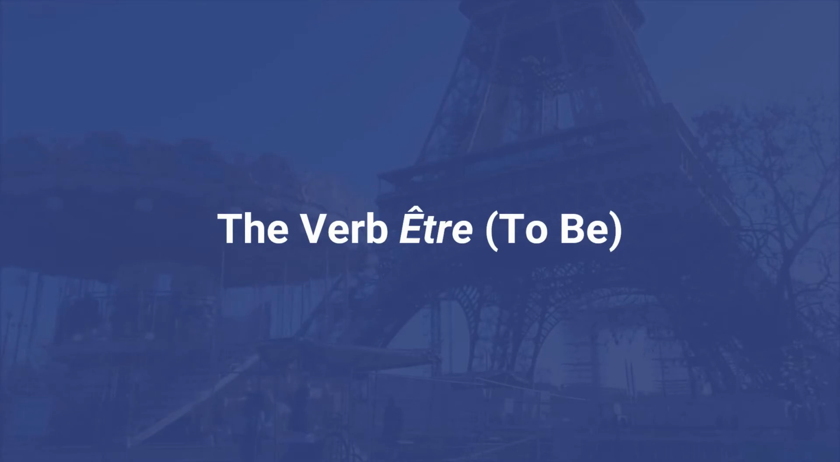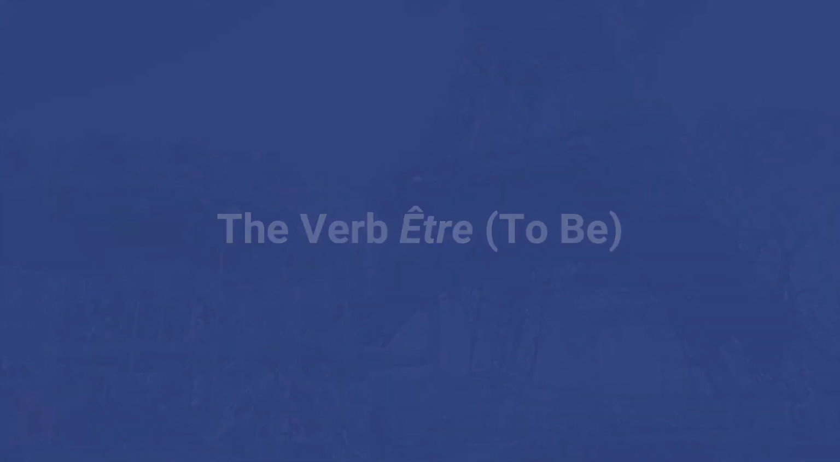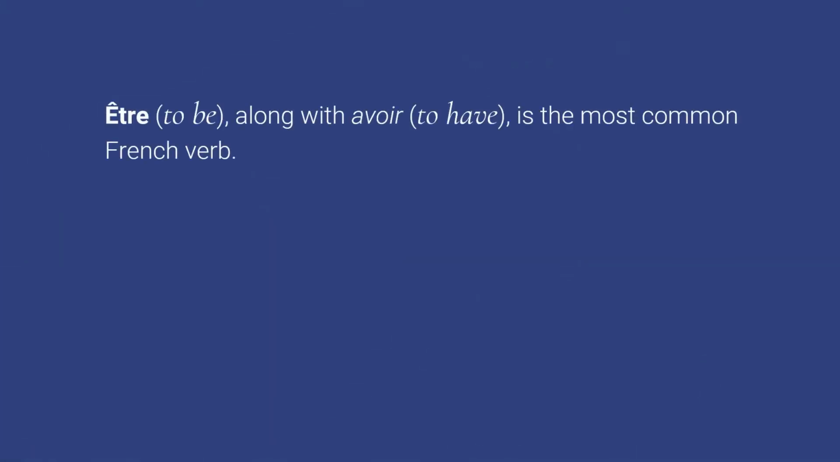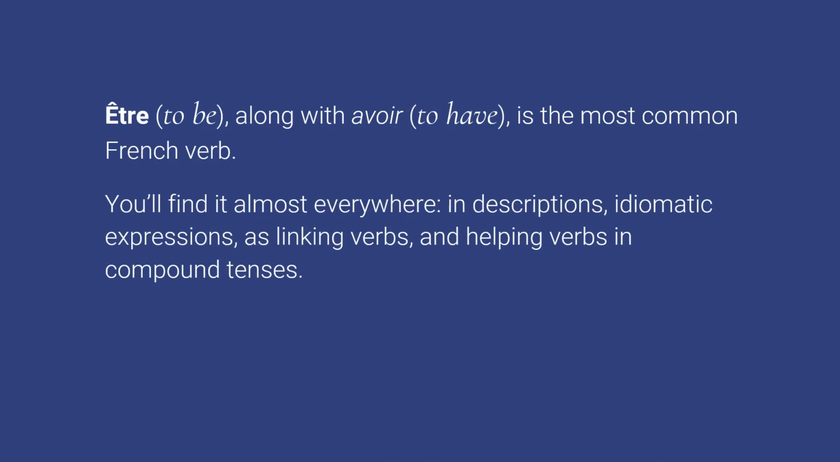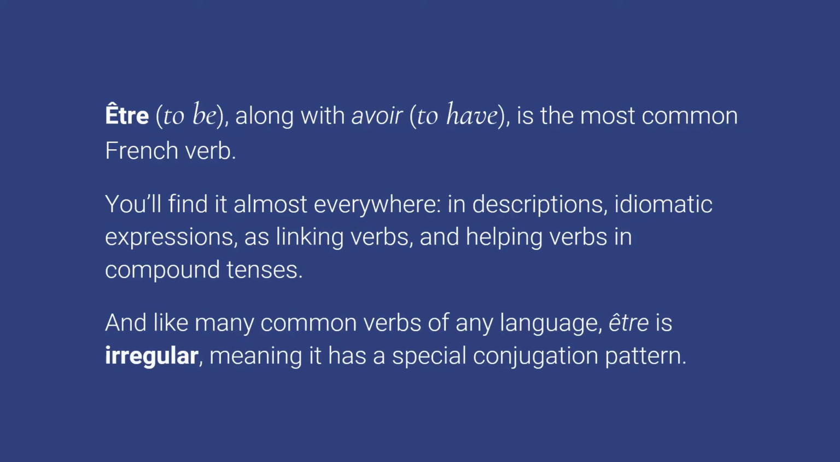The verb être, to be. Être, along with avoir, to have, which we discuss in another video linked in the description below, is the most common French verb. You'll find it almost everywhere, in descriptions, idiomatic expressions, as linking verbs, and helping verbs in compound tenses. Unlike many common verbs of any language, être is irregular, meaning it has a special conjugation pattern.